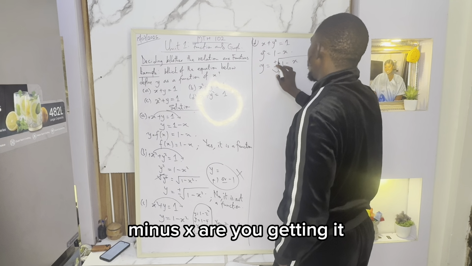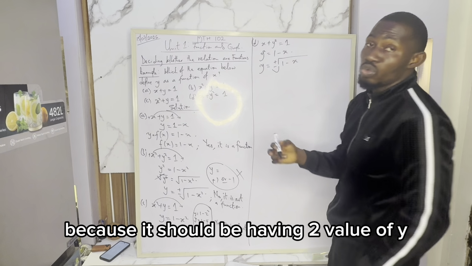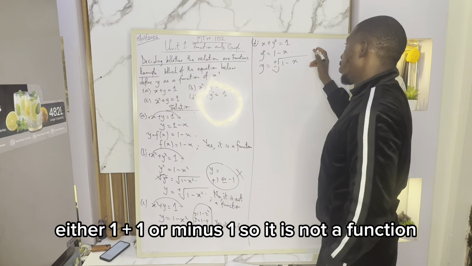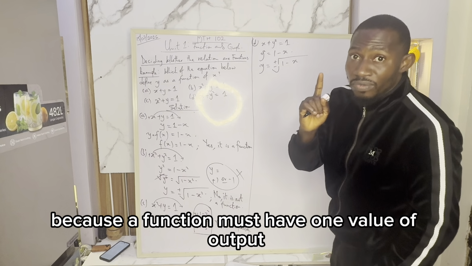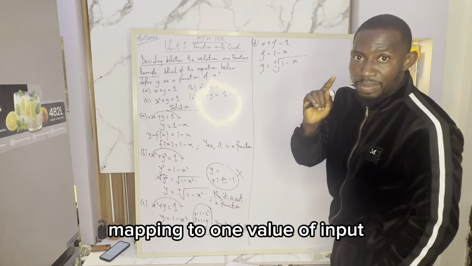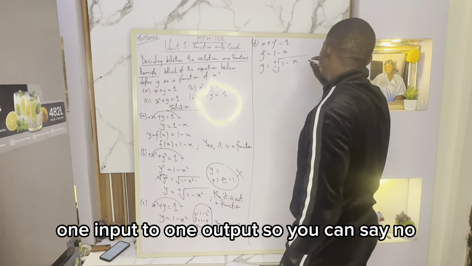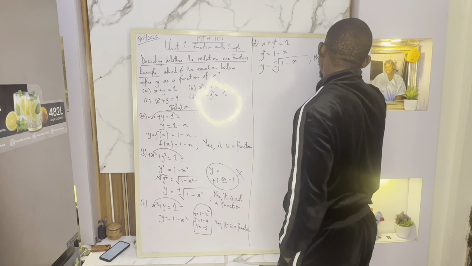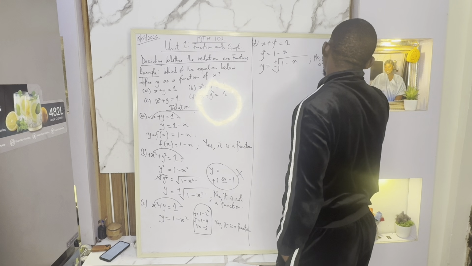Are you getting it? So this is not a function because it should be having two values of y, either plus 1 or minus 1. So it is not a function because a function must have one value of output mapping to one value of input, one input to one output. So you can say no, it is not a function. I believe you understand that.